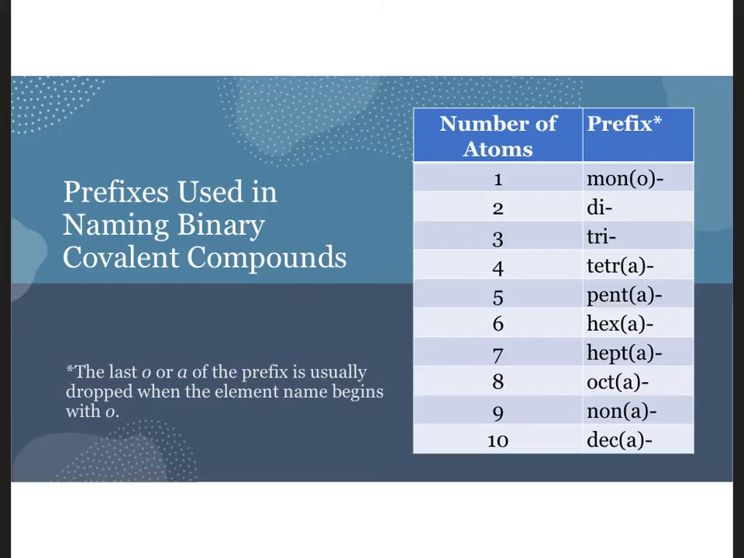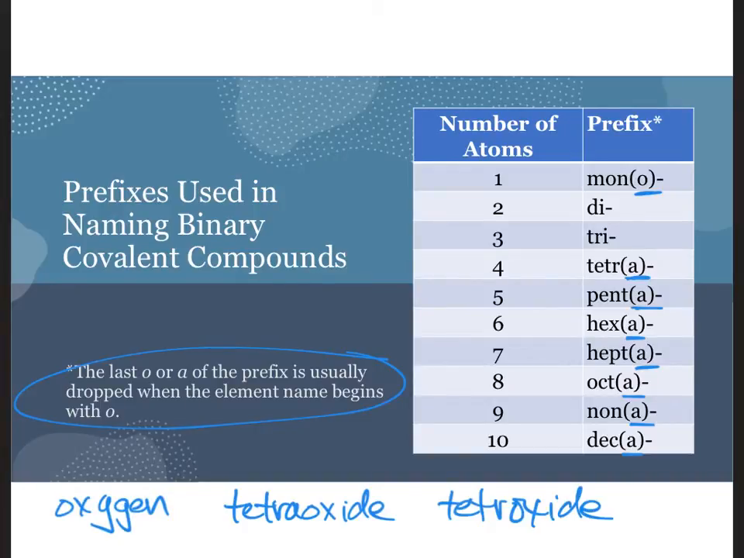We'll use the prefixes 1 through 10 in general chemistry most often, so be sure to memorize them. Note that the last O or A of the prefix is dropped when the element name begins with O, such as oxygen. This avoids trying to awkwardly pronounce a word like tetraoxide, which becomes tetroxide. Let's look at an example.